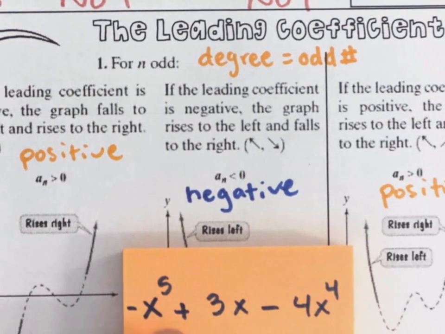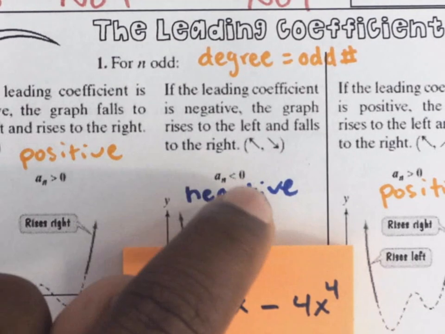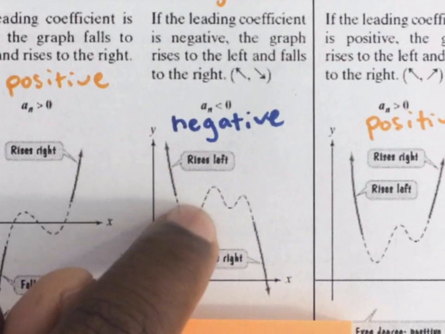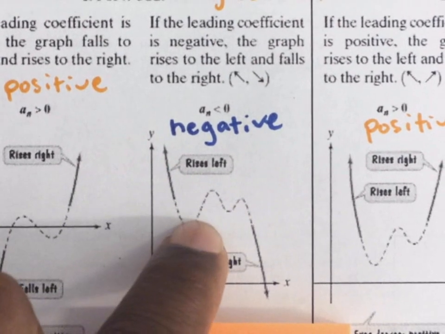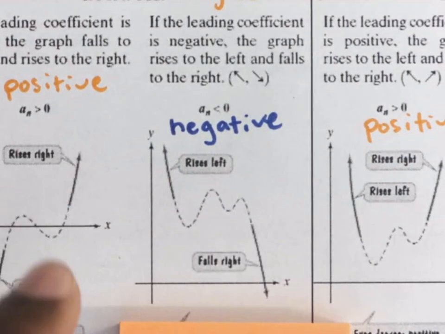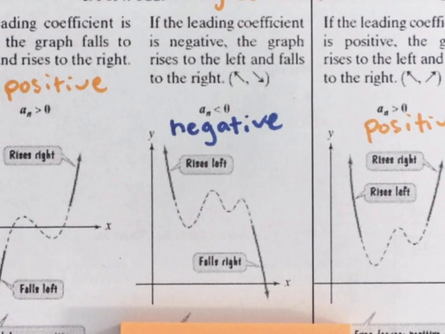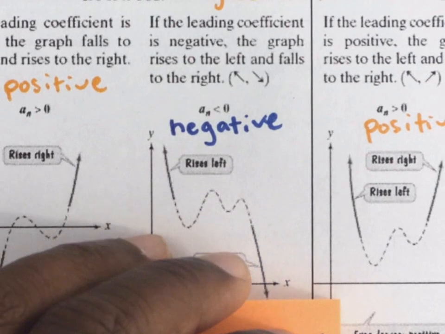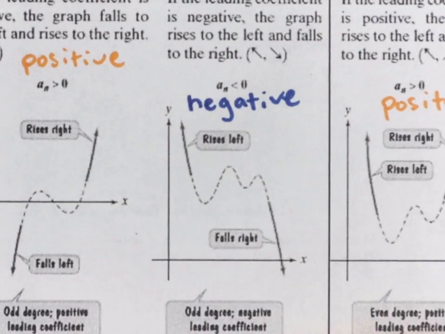Odd degree, 5 is odd. Negative leading exponent, it's doing this. I don't know what's happening in the middle, but I can tell you the ends will be rising to the left, falling to the right. Does that make sense? Let's do one more.